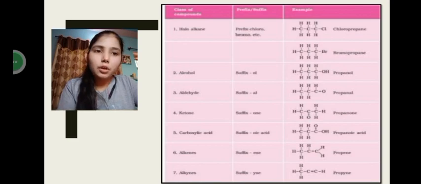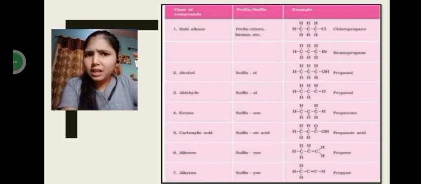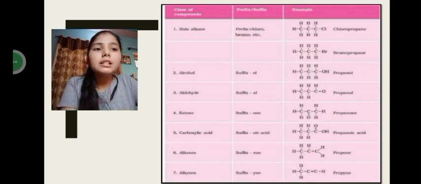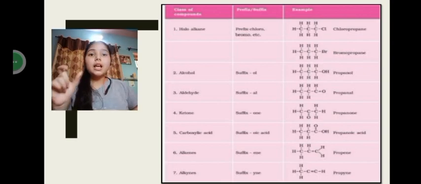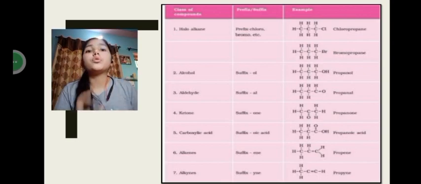The second one is alcohol. Yes, we have discussed alcohols earlier, right? OH. This is what we call alcohol. If alcohol is contained in a carbon compound, then put a suffix. Suffix means at the end of the root word.